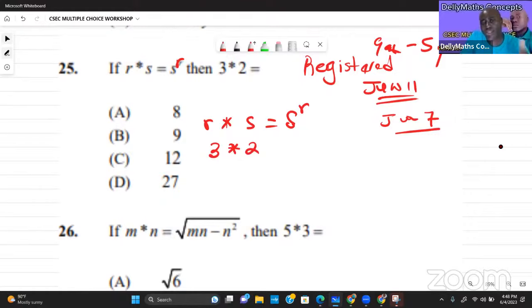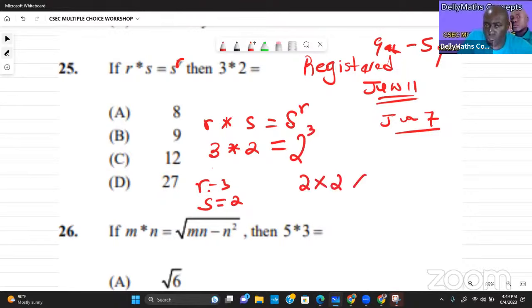If they give me 3 asterisk 2, you want to look at how the things are linked, R being the first one, like 3, and S being the second one, like 2. So I'm suggesting that R is 3 and S is 2 based on the order in which they came. Since S is raised to the R, it's going to be 2 raised to the 3. If you don't know what that is, it means 2 times 2 times 2, and the answer is 8. So the answer is A.